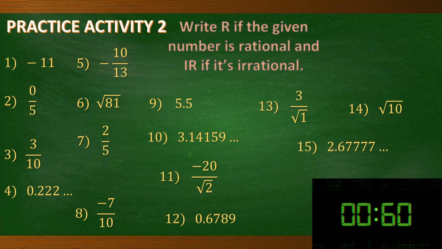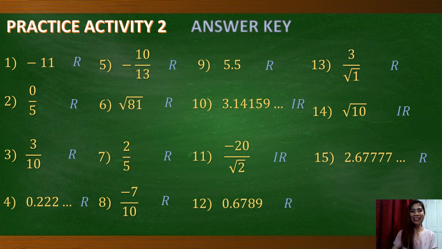Time's up! Now let us check your answers. If your answer for number 1 until number 9 is letter R, you are correct. Now for number 10 and number 11, the correct answer is IR. And for number 12 and 13, the correct answer is R. For number 14, IR, and for number 15, R. If you got this all correct, good job!